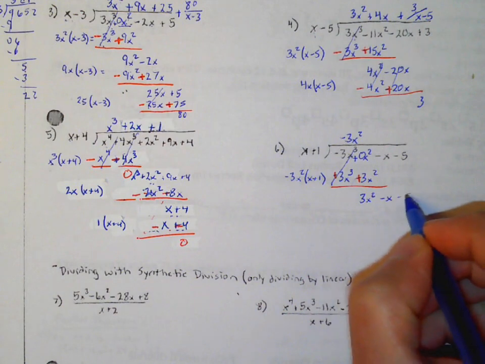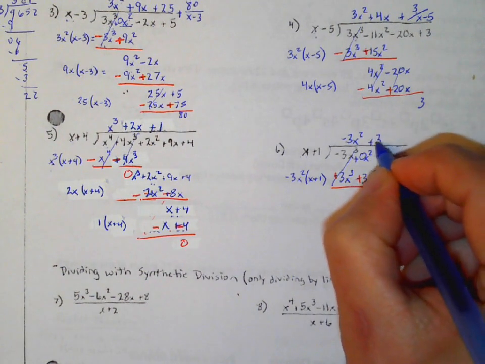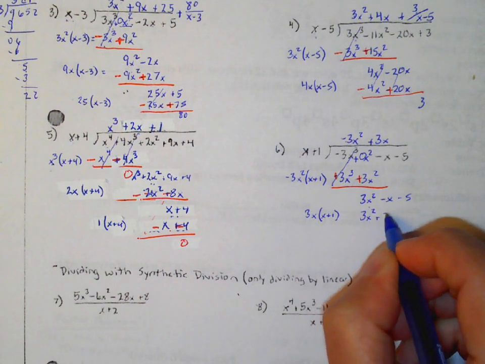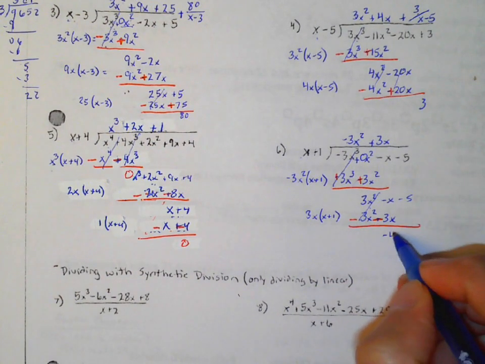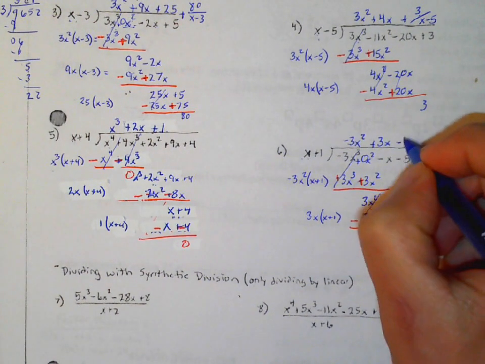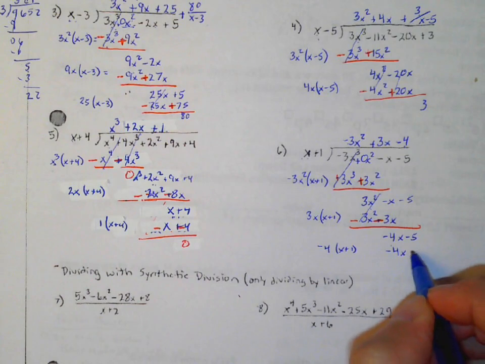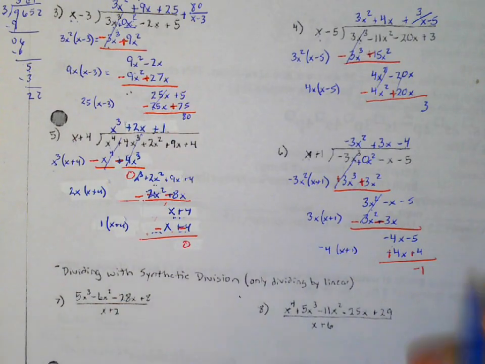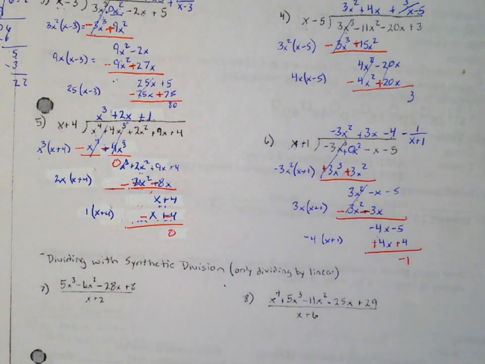And I can bring down the next term, or 2, or whatever you want. What times x is 3x squared? 3x. Gives me 3x squared plus 3x. And I want to subtract. So it'll be negative 4x minus 5. What times x is negative 4x? Negative 4. Gives me negative 4x minus 4. And when I subtract, I get negative 1. Nothing times x is negative 1, so that's my remainder. So negative 1 over x plus 1.